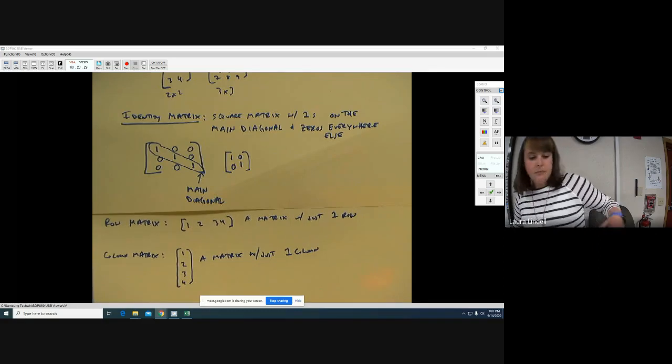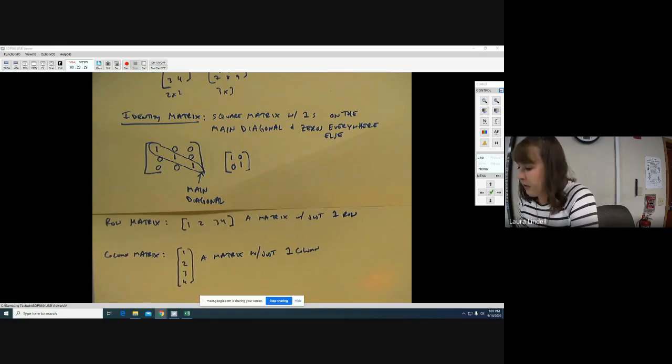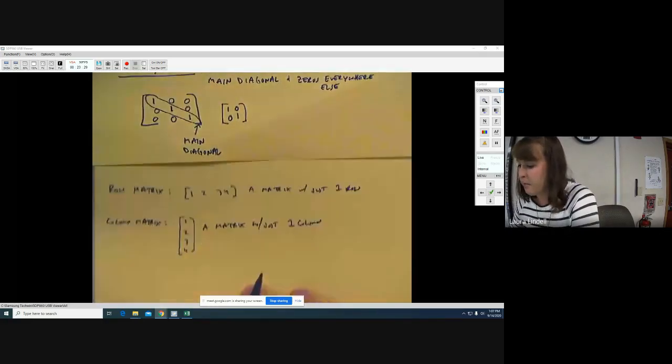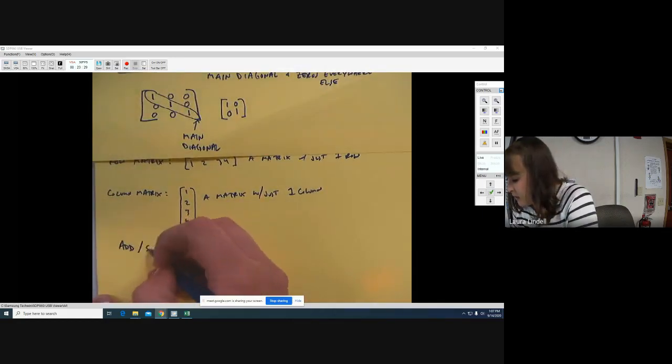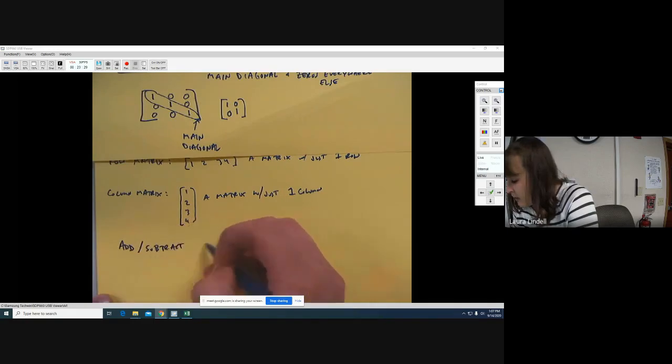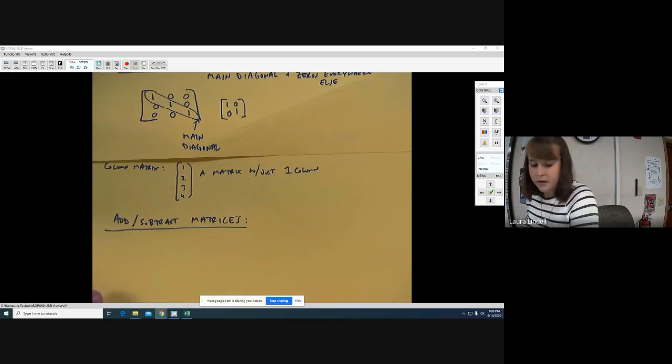We also now are going to move into some basic matrix operations, like adding and subtracting, and if we have time, multiplying by a scalar. Okay, so moving things up. Adding and subtracting matrices. Okay, so first of all, you cannot subtract and add just any matrices with one another. They need to have the same dimensions.